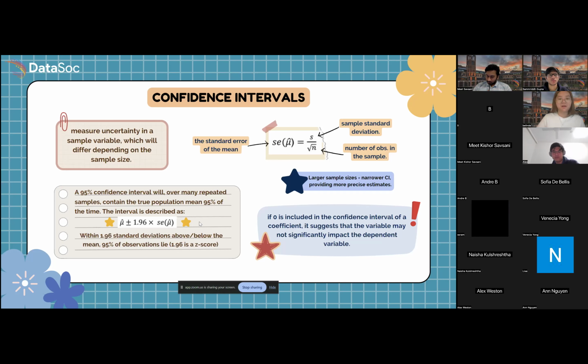And another thing to note is if 0 is included in the confidence interval of a coefficient, it suggests that the variable may not significantly impact the dependent variable. It just means that our variable may not really be impactful. And that is it.